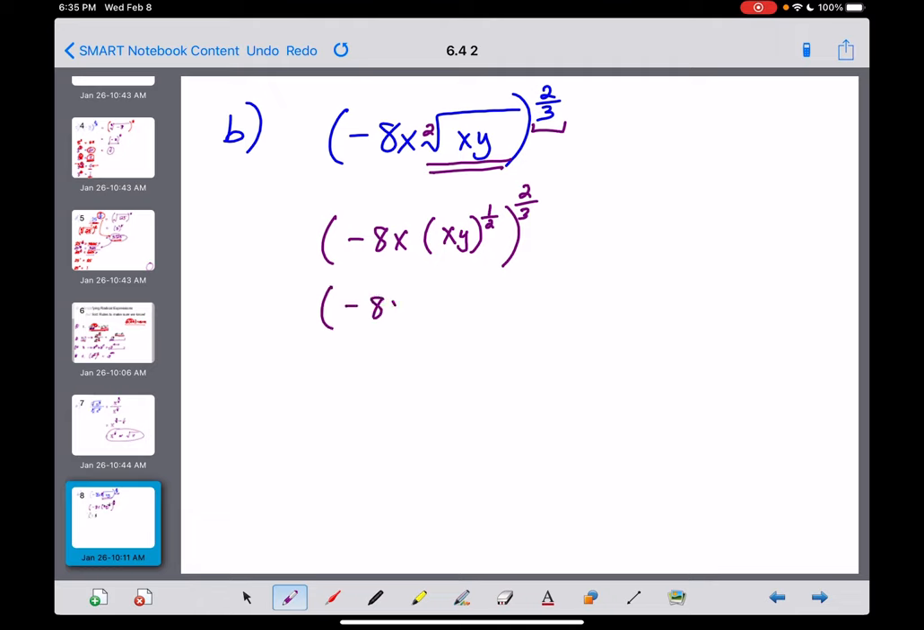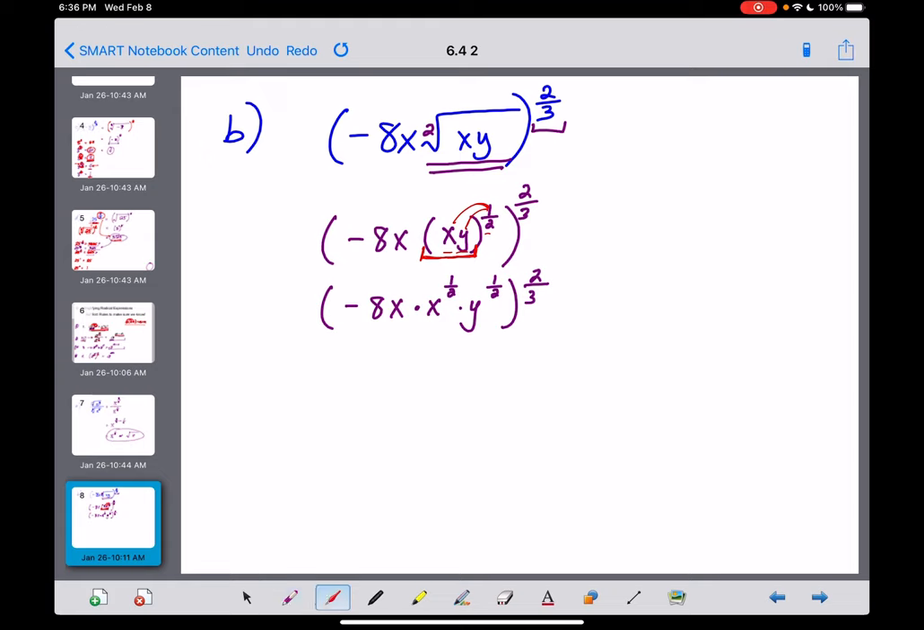The negative 8 and the x are going to stay put for now, and right here, guys, we have a 2-factor monomial base, xy, being raised to a power. So that 1/2 is going to apply to both the x, so there's an x to the 1/2, and to the y to the 1/2, and all of that is going again to the 2/3 power.